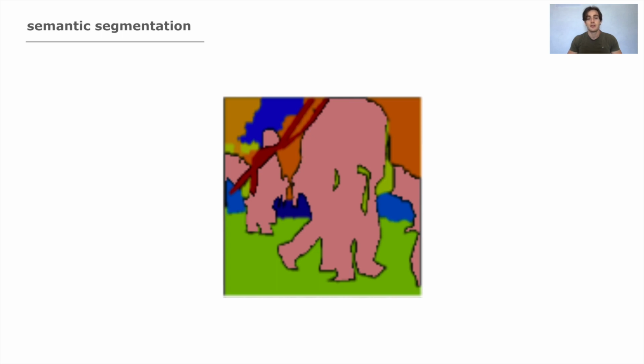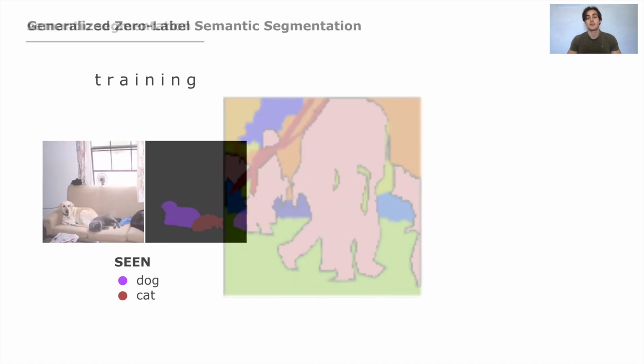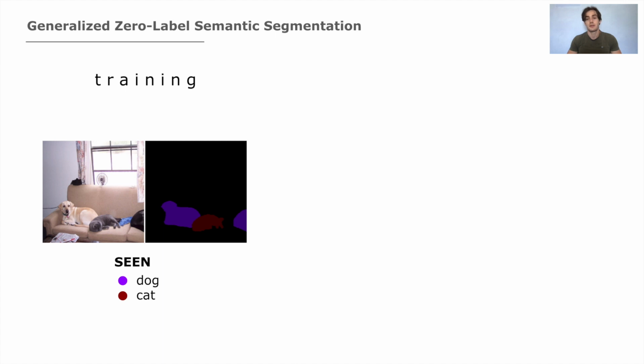Large human annotated datasets require expensive pixel-wise annotation, and for this reason, the reduction of pixel-level supervision has become even more important. In our work, we focus on generalized zero-label semantic segmentation, in which the goal is to segment the novel classes not annotated during the training.